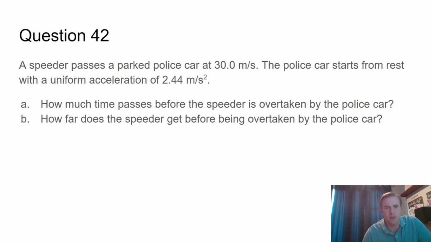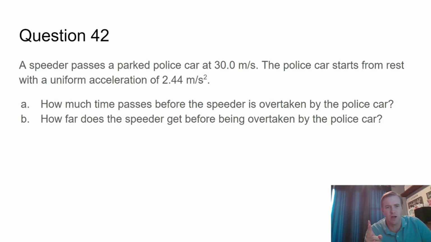It says a speeder passes a parked police car at 30 meters per second. The police car starts from rest with a uniform acceleration of 2.44 meters per second squared. So you're thinking about cars racing past each other. One passes the police car, and then the police car starts catching up with it. How much time passes before the speeder is overtaken by the police car? So we need to find time.